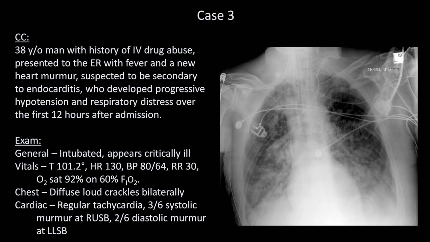Case 3. A 38-year-old man with IV drug abuse presents to the ER with fever and a new heart murmur, suspected to be secondary to endocarditis, who developed progressive hypotension and respiratory distress over the first 12 hours after admission.